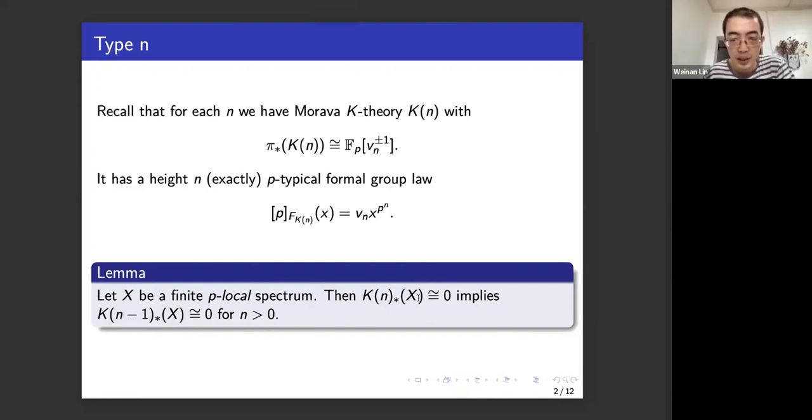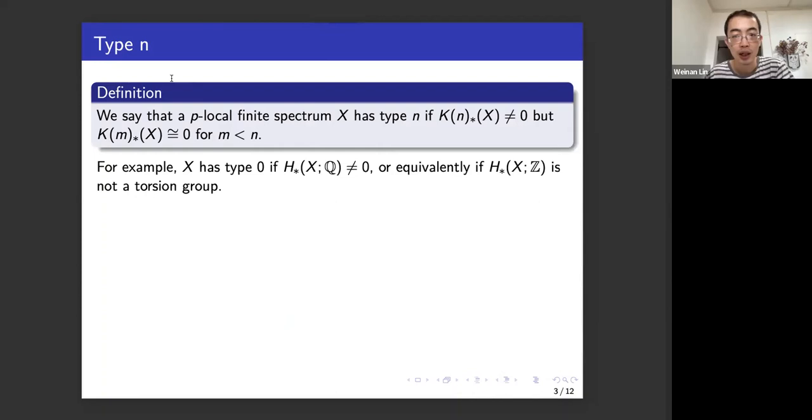So then we can ask, what's the minimal n such that it's not 0? And that's the definition of the type n spectrum. So we say that a p-local finite spectrum X.